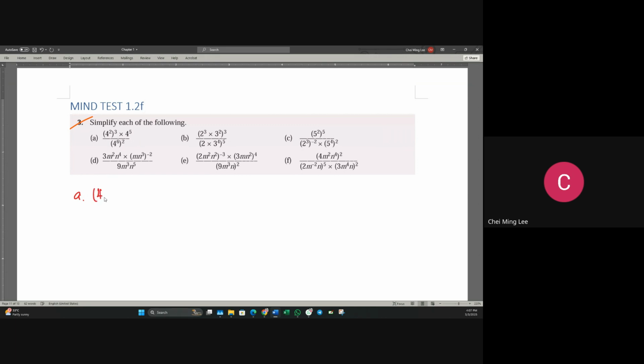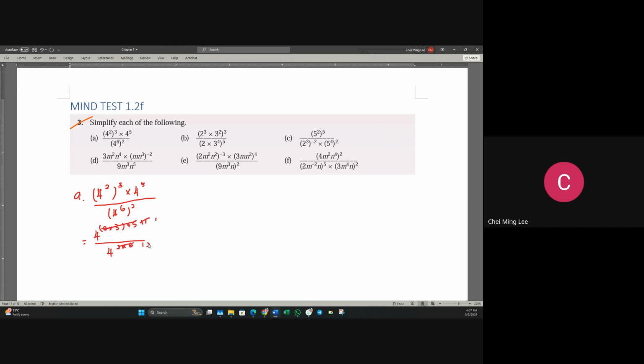So 4 to the power of 2 to the power of 3 times 4 to the power of 5, divided by 4 to the power of 6 to the power of 2. We can make this 4 to the power of 2 times 3, then plus 5. This one will be 4 to the power of 2 times 6. So we change this as 6, 2 times 3, 6 plus 5 will be 11. This one will be 12.